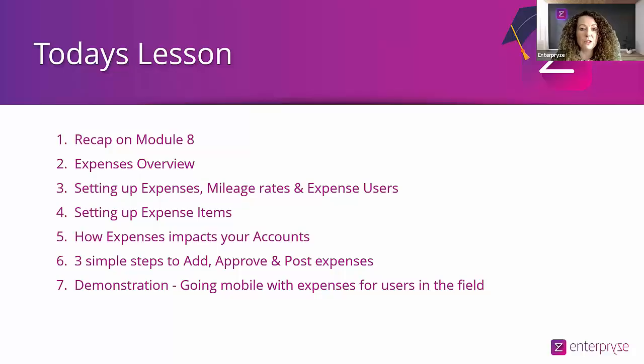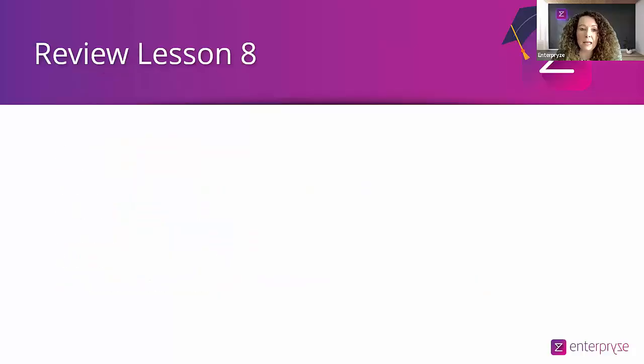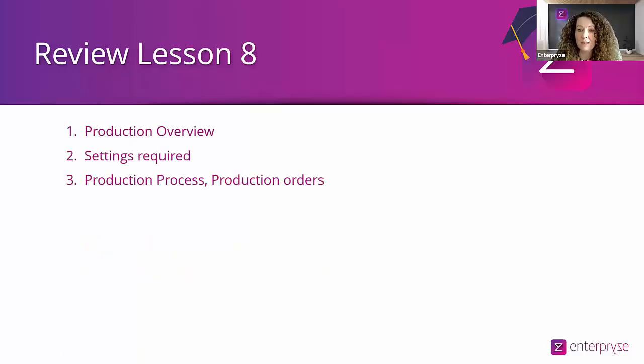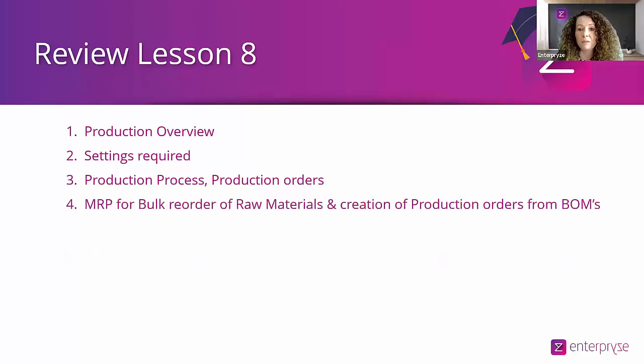So what we'll do now is we'll just do a quick recap on Module 8. So if you missed everything on Module 8, it was all around production. It's quite a detailed lesson, all around the production, the settings that were required, the production process, adding those production orders into the system, what it meant in terms of ensuring you had sufficient stock for the production run itself.